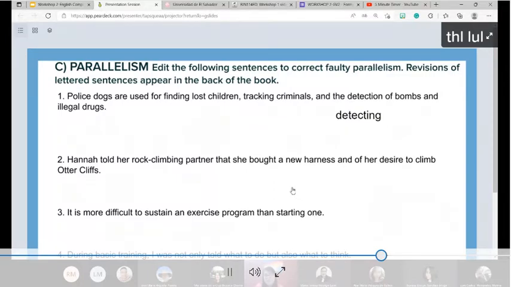The use of comma. We don't need a comma here. Remember that here we're talking about structures. The past. Yes. Okay, Hannah told her rock climbing partner that she got a new harness. We have past sentences there, right? And of her desire to climb other cliff. That last group of words does not match that easily, right? Of her desire to climb other cliff. How would you rewrite that?